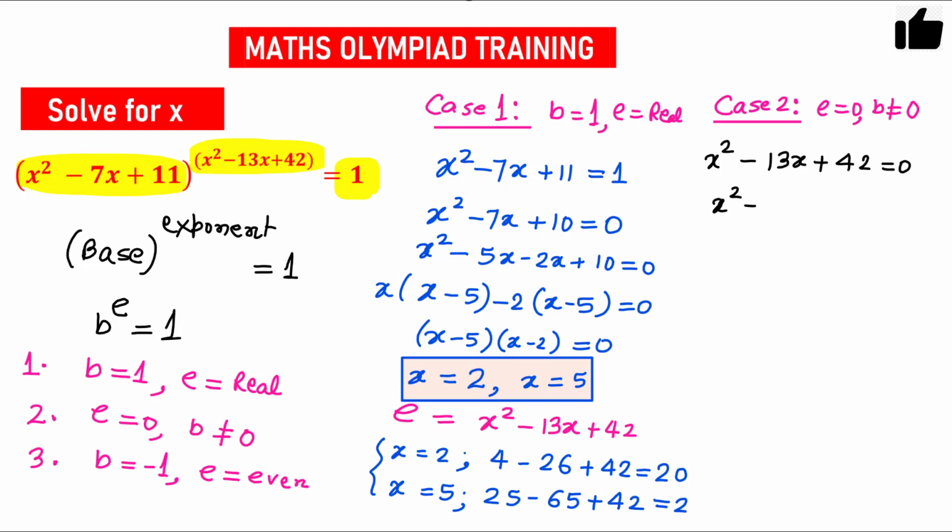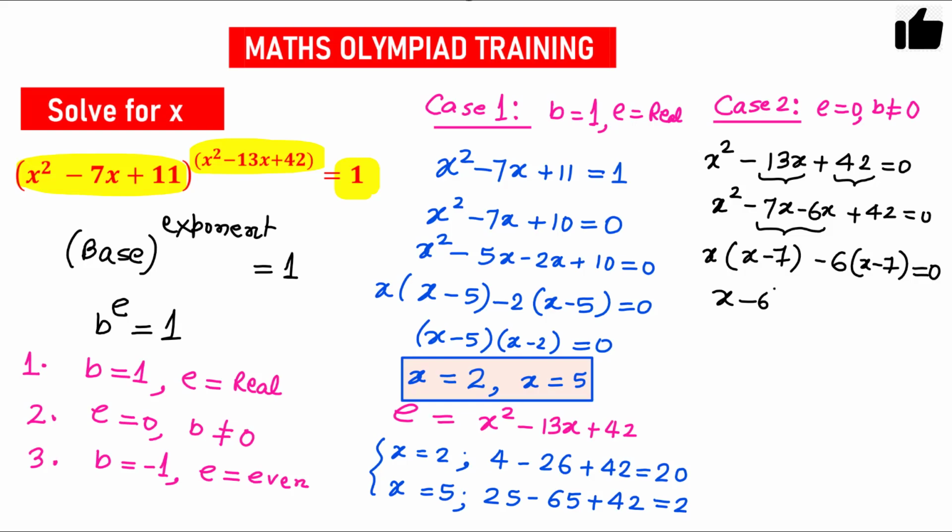X square minus 7x minus 6x plus 42 is equal to 0. So I have to look for two numbers whose sum is 13 and whose product is 42. That is why we have taken 7x and 6x. Now let us take x common. So we will have x minus 7, and here you can take minus 6 common, then x minus 7, and this is equal to 0.